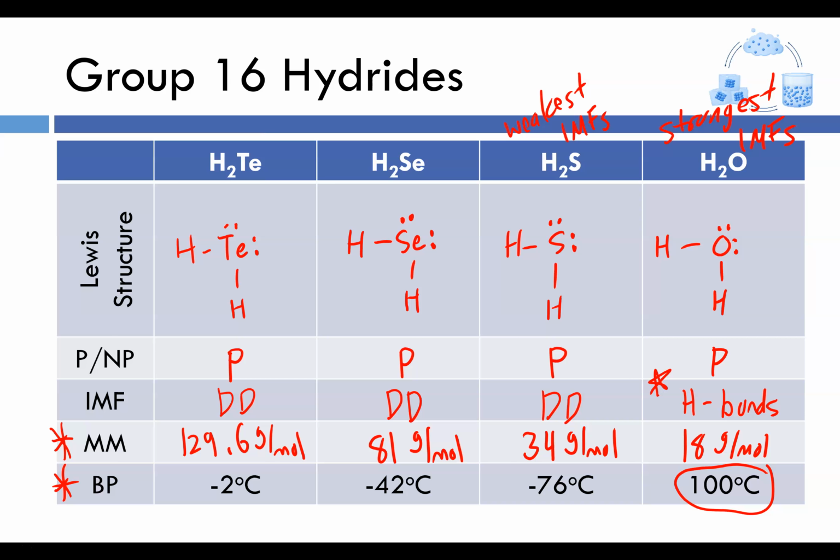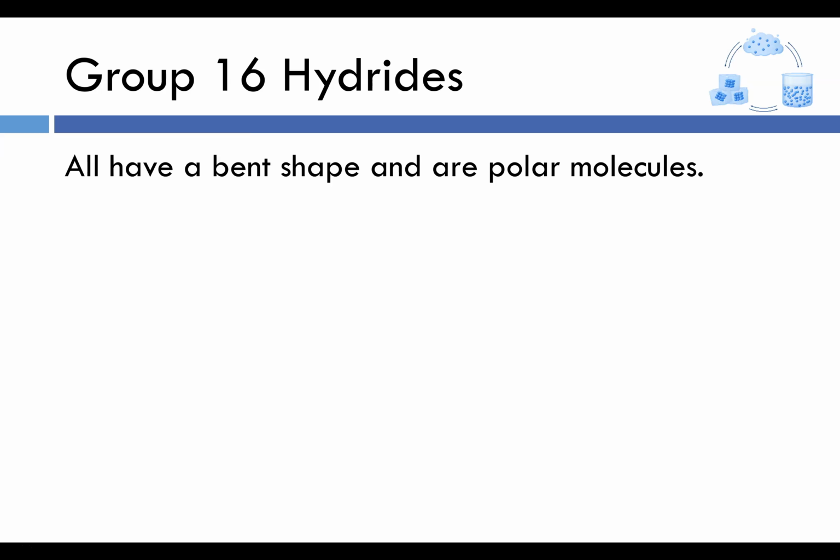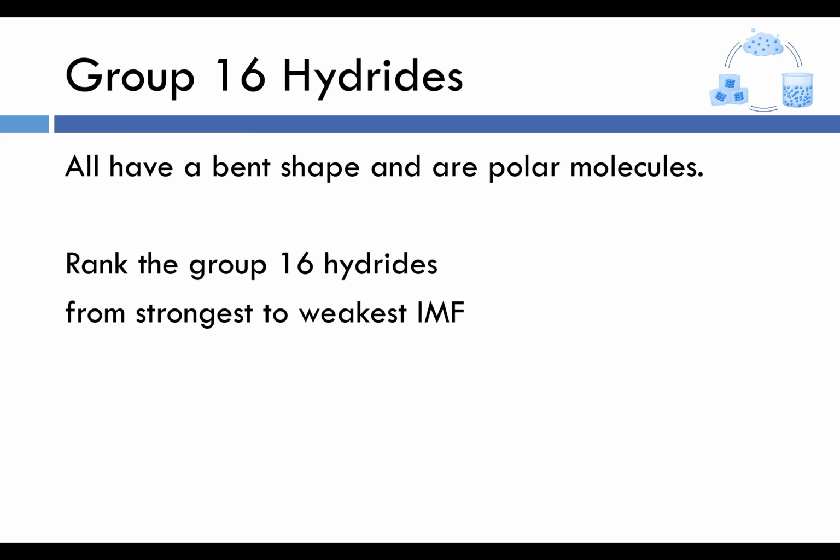So just to do a little bit of review, all of those molecules have the bent shape or bent geometry, therefore are going to be polar molecules. If we try to rank the group 16 hydrides from strongest to weakest, I already did this, it's H2O, H2Te, H2Se, and H2S. Even though water has the lowest molar mass, it's got the strongest intermolecular force. Well, how do we know that? Because it's got the highest boiling point.